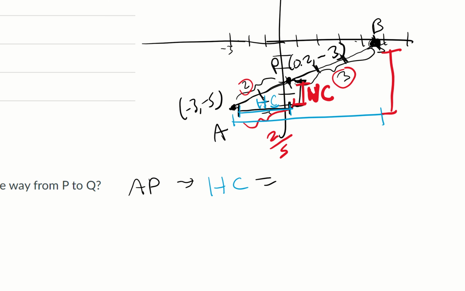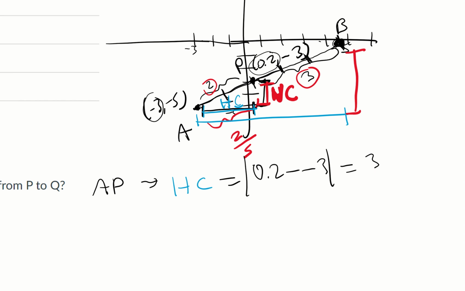You've got to subtract the x coordinates for A to P. So it's going to be 0.2 minus -3. Don't forget the absolute value. And that's going to give you 3.2. All right, so that gives us our horizontal change.